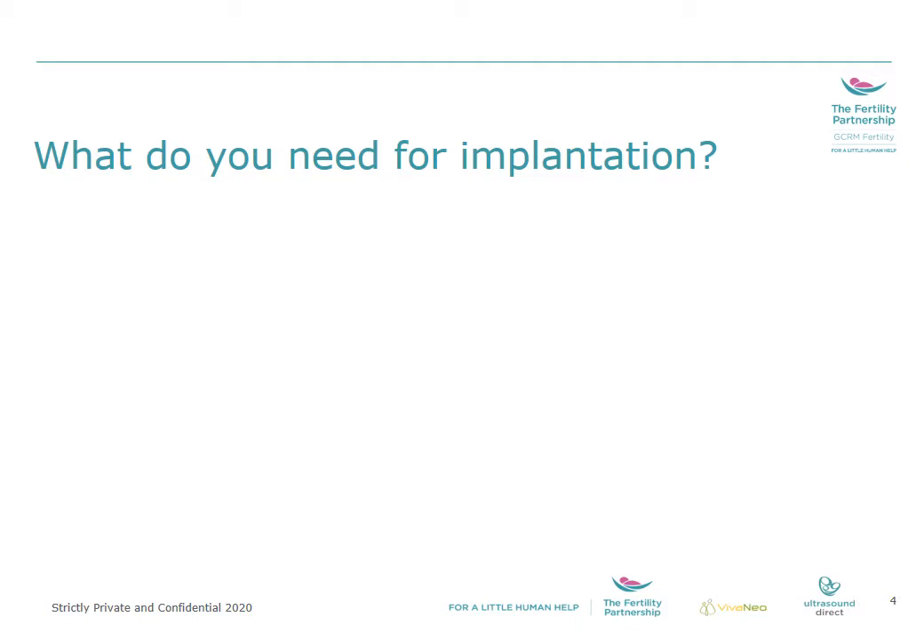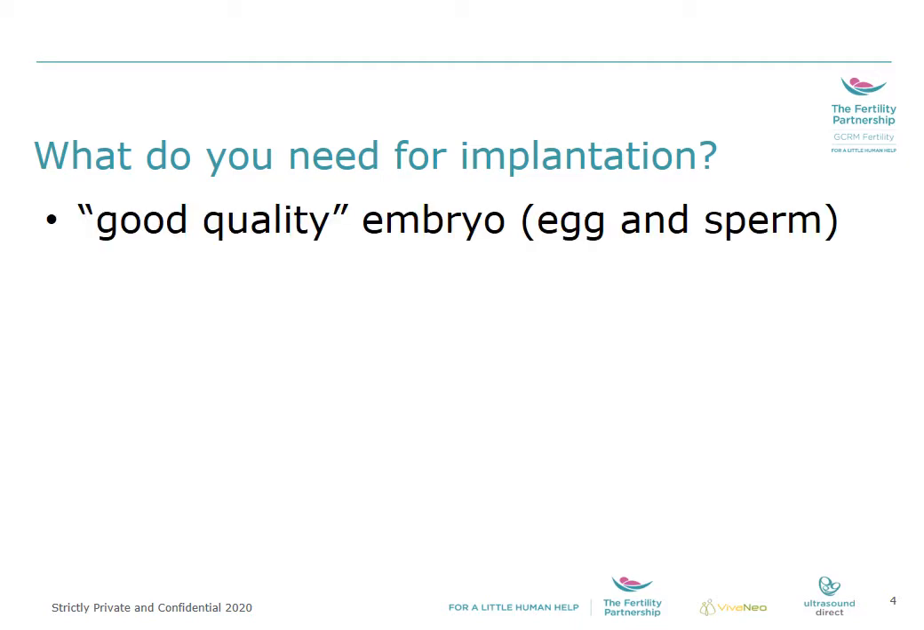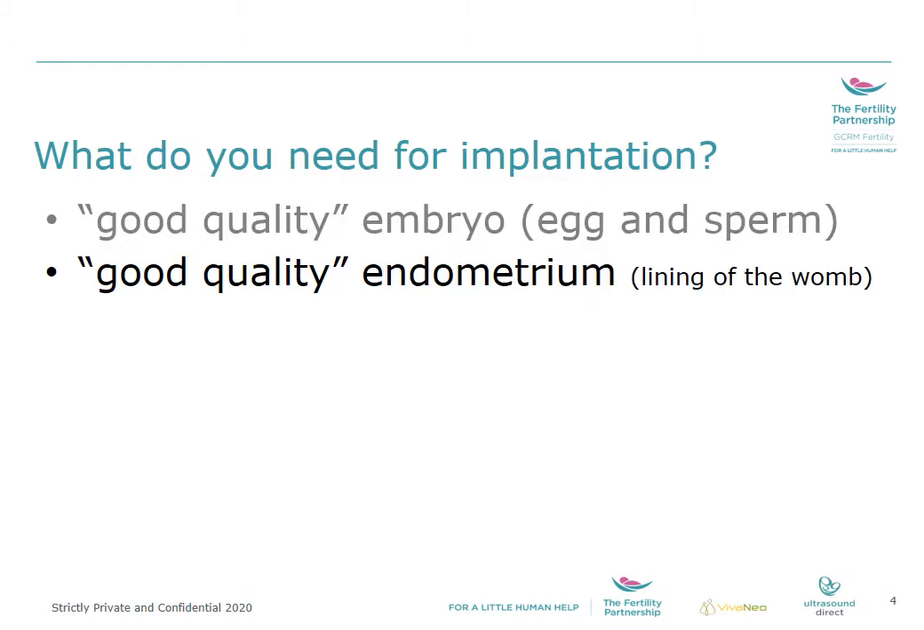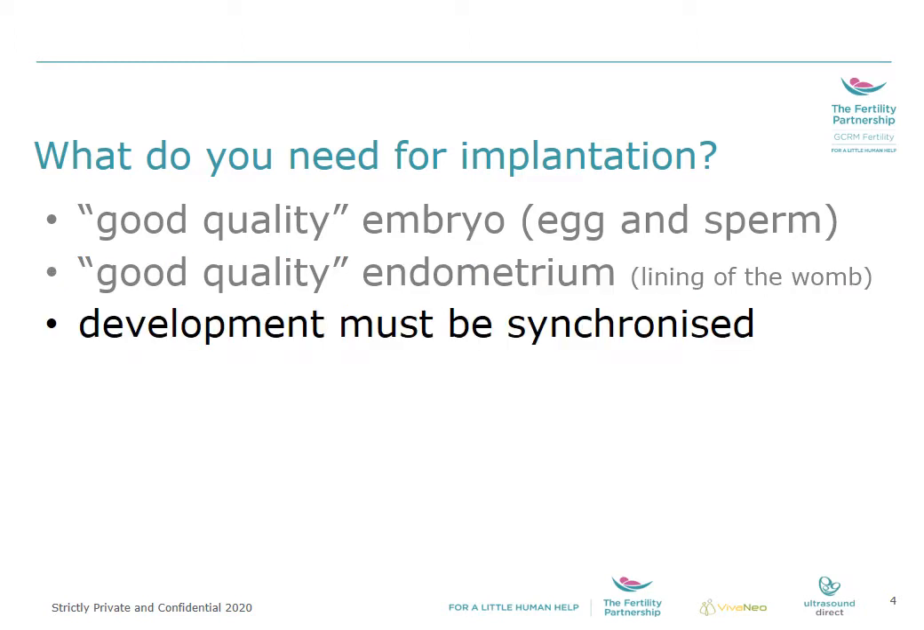So first of all, what do you need for implantation? You need a good quality embryo, and that means a good quality egg and a good quality sperm. And you need good quality endometrium, so that's the lining of the womb, because the embryo has to implant in the lining of the womb. And the development of the embryo has to be synchronized with the development of the endometrium.